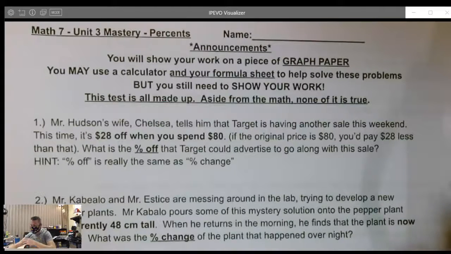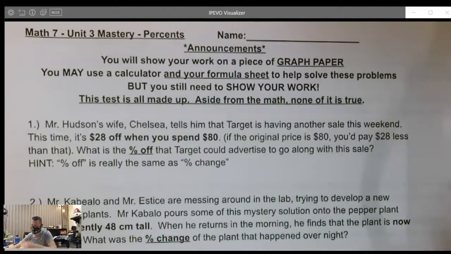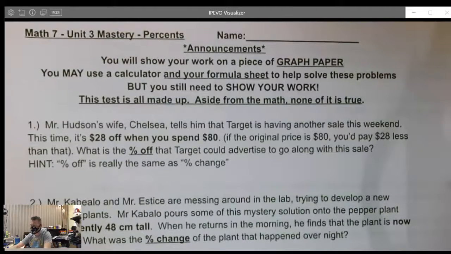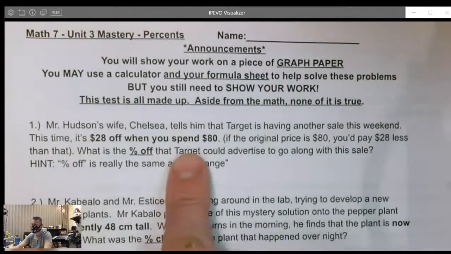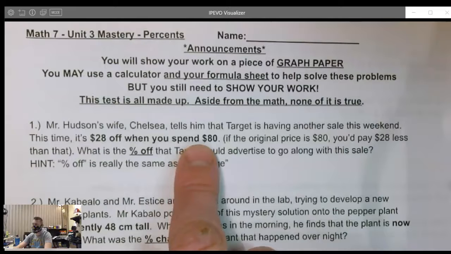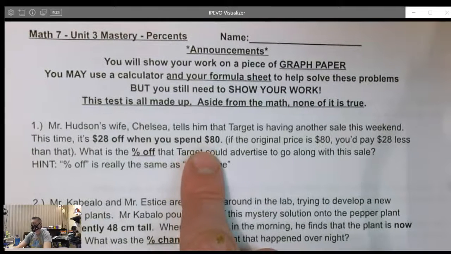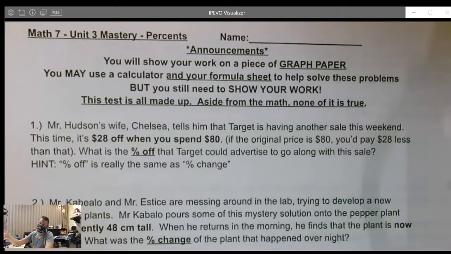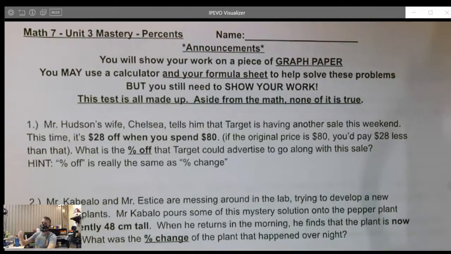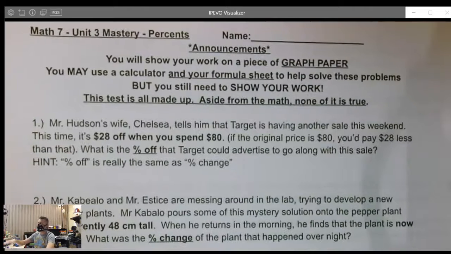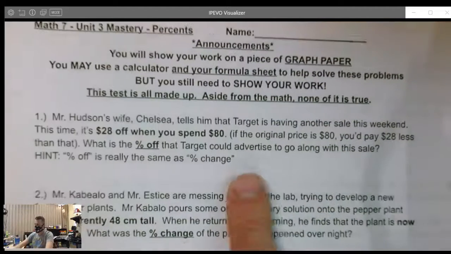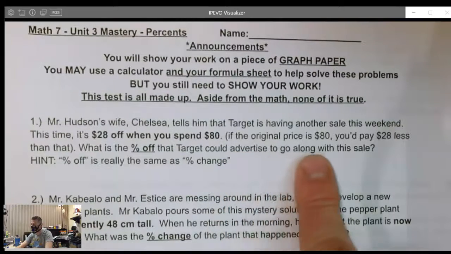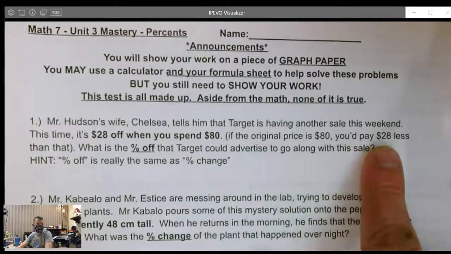So in number 1, my wife Chelsea tells me that Target has another sale this weekend that's going to be $28 off when you spend $80. Now this phrasing is tricky because we're not actually going to spend $80, right? It's when we try to spend $80, they then reduce our price. So if you go up to the register and you only try to spend $78, you don't get the discount. It's when you spend, quote unquote, $80. That's why I put this here. If the original price is $80, you'd pay $28 less.